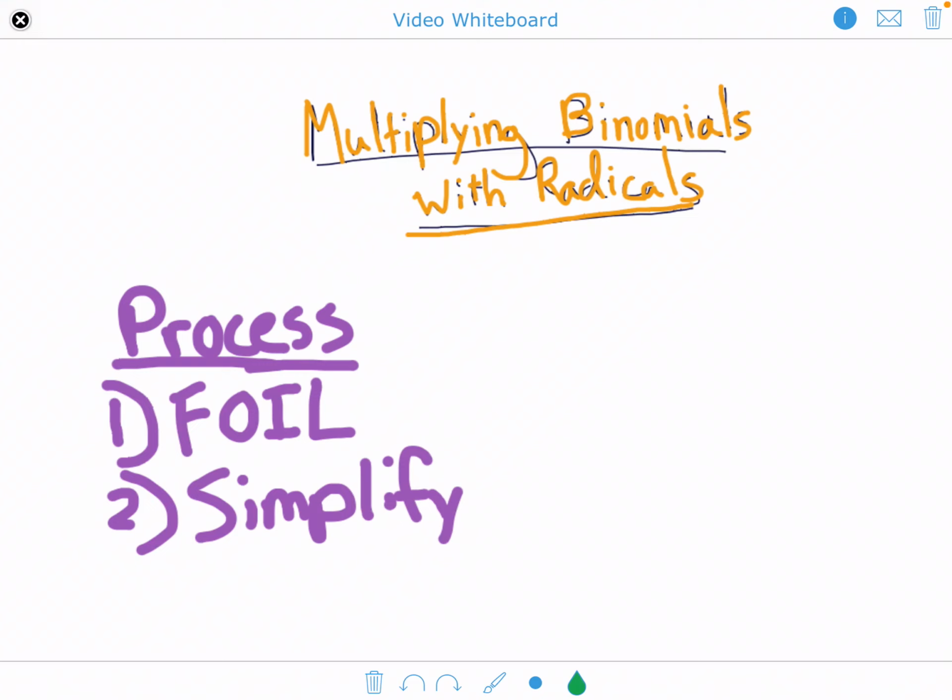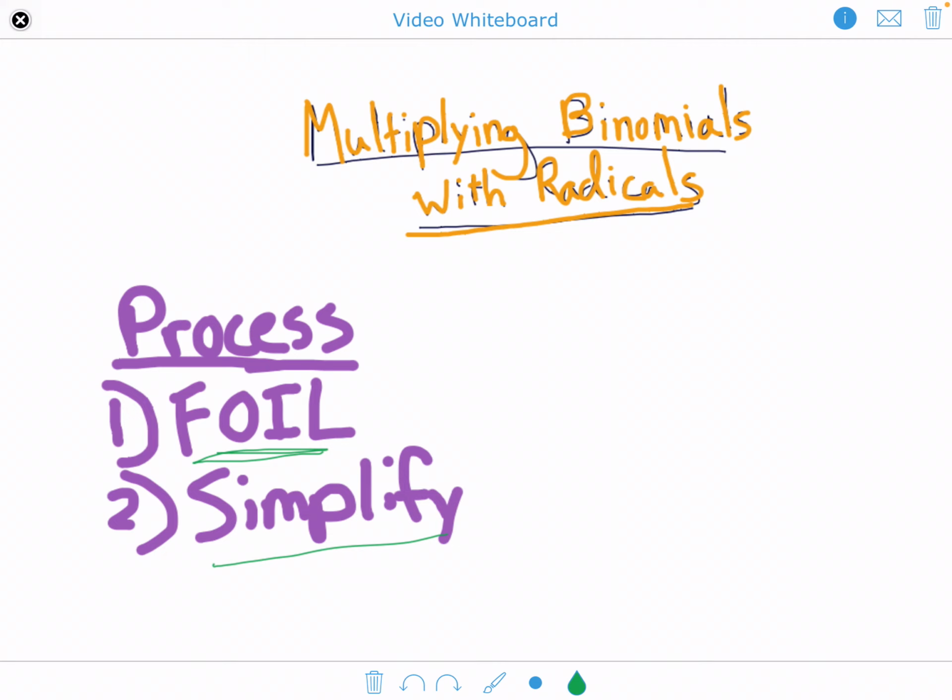Hello and welcome to this video where we're going to work on multiplying binomials that have radicals with them. So the process is twofold. One, we're going to FOIL. We're going to use those same foiling skills that we used earlier with just normal binomials, but we're going to have to do a lot more simplifying at the end with radicals. We might have to simplify the stuff within the radical, the radical expression itself, or we might have to think about what like terms are with these binomials with radicals.